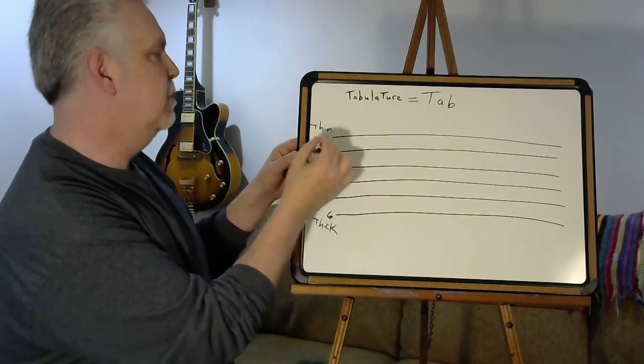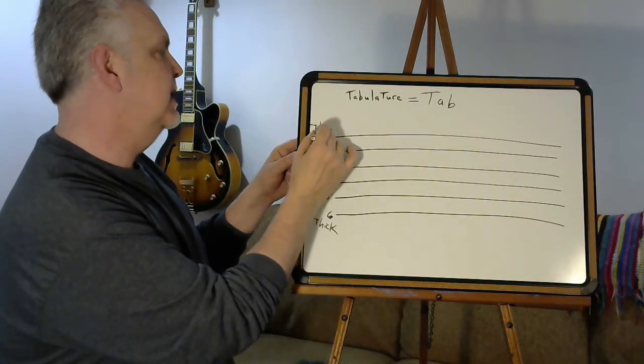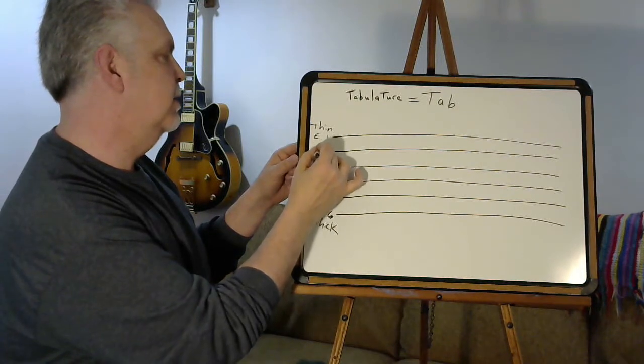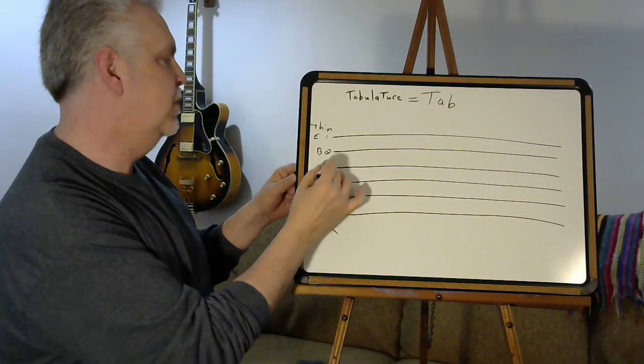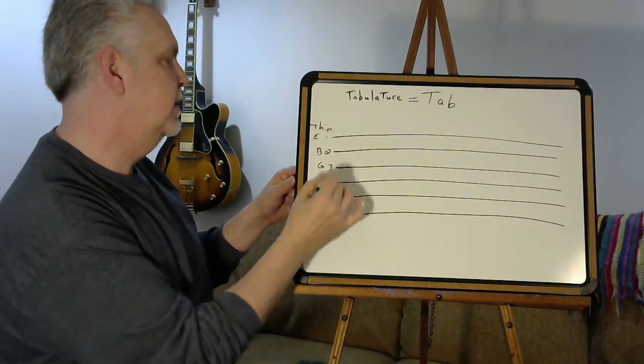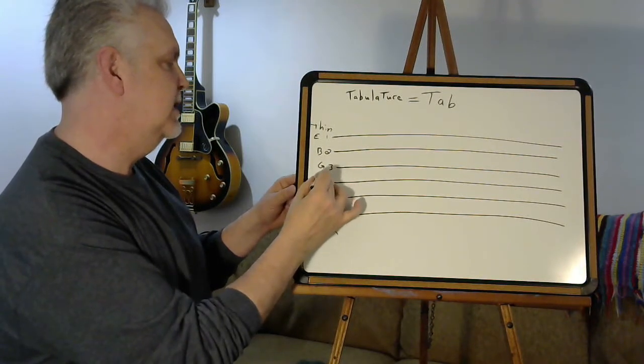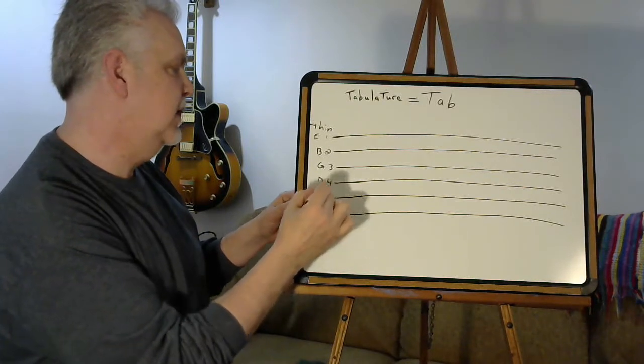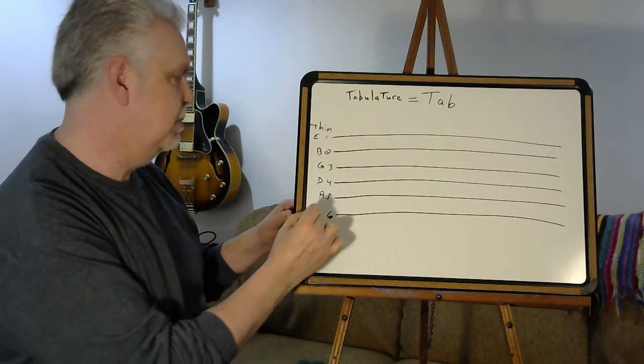So this number 1 line represents the string E. Line number 2 represents your B. Line number 3 represents your G. Line number 4 represents your D. Line number 5 represents your A string. And line number 6 represents your E string.